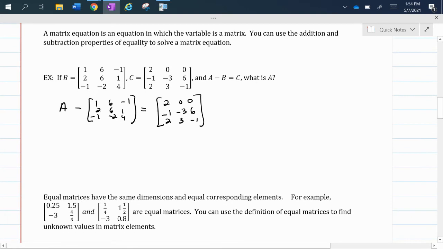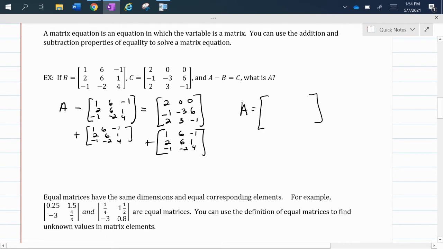And to solve this matrix equation, I have to add this matrix to the other side of the equation to solve for matrix A. So we're going to add these two matrices together. So first we have to check their dimensions to make sure that they have the same dimensions. So we've got a 3 by 3 with another 3 by 3. So I can add these together. So matrix A will be a 3 by 3 matrix also. And we're just going to add the corresponding entries. So we just go through and we add the corresponding entries like that.